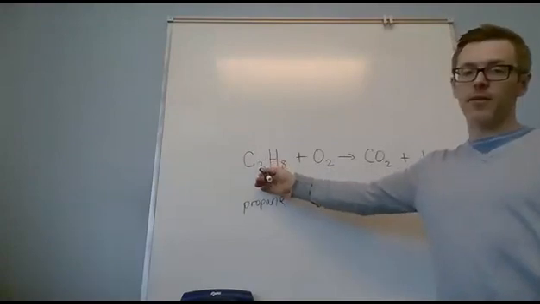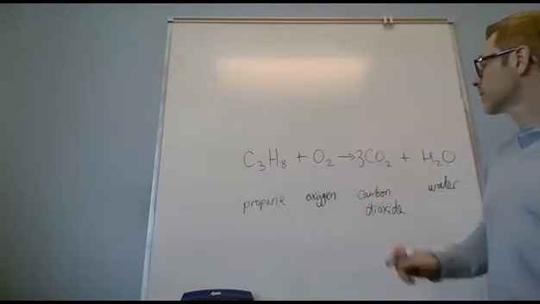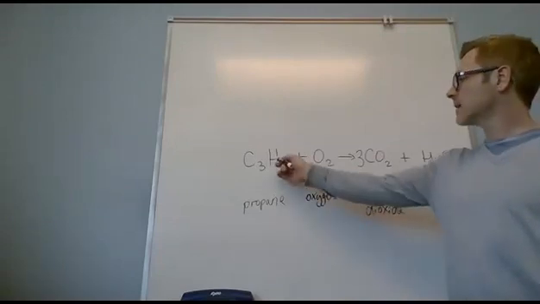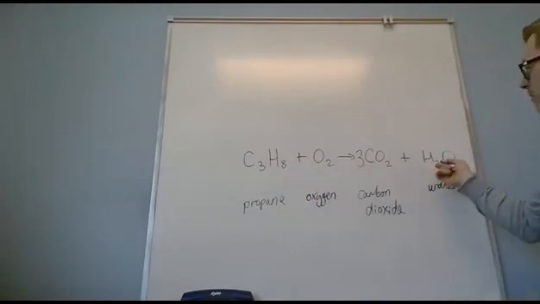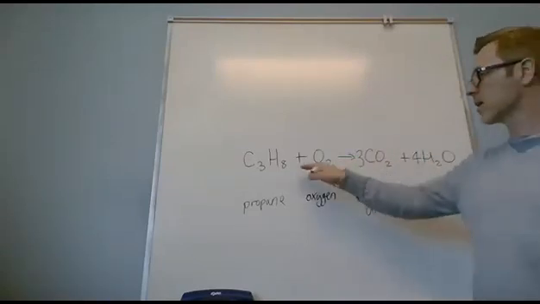You have 3 carbons on the left. You only have 1 carbon on the right, so you put a 3 here. You have 8 hydrogens on the left. You only have 2 here. So a coefficient of 4 multiplies the 2, so you have 8 on both sides.